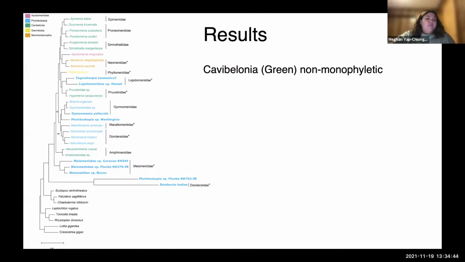But just right off the bat, we can see that this Cavibelonia clade, those hollow, spiny, big animals, are still non-monophyletic, as with the Kocot et al. tree. Different from that tree, though, with the addition of some of these bolded animals, which are the ones that we added, we now see that this Pholidoskepia group, which was monophyletic in their tree, is actually coming out as polyphyletic.